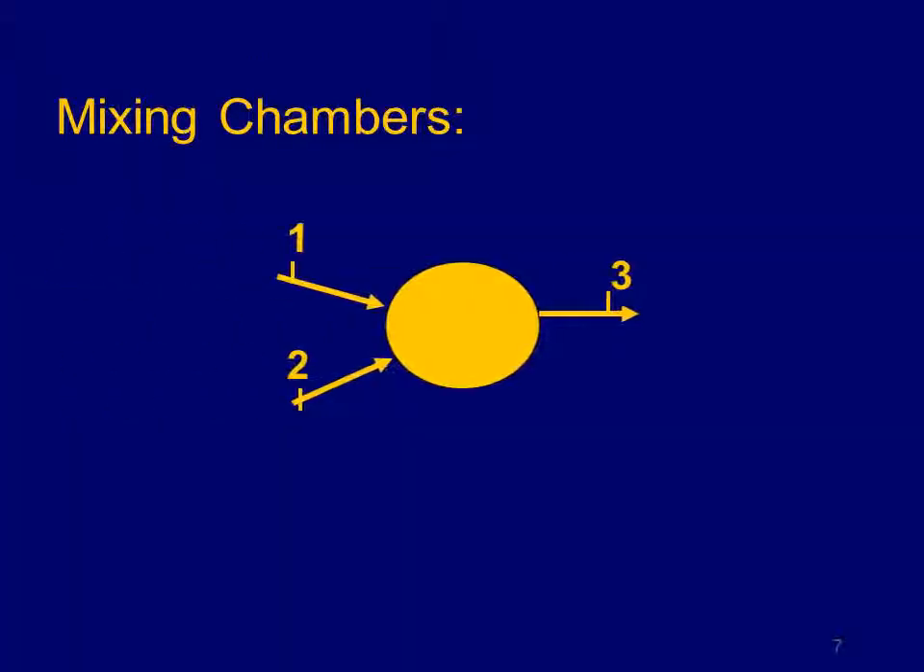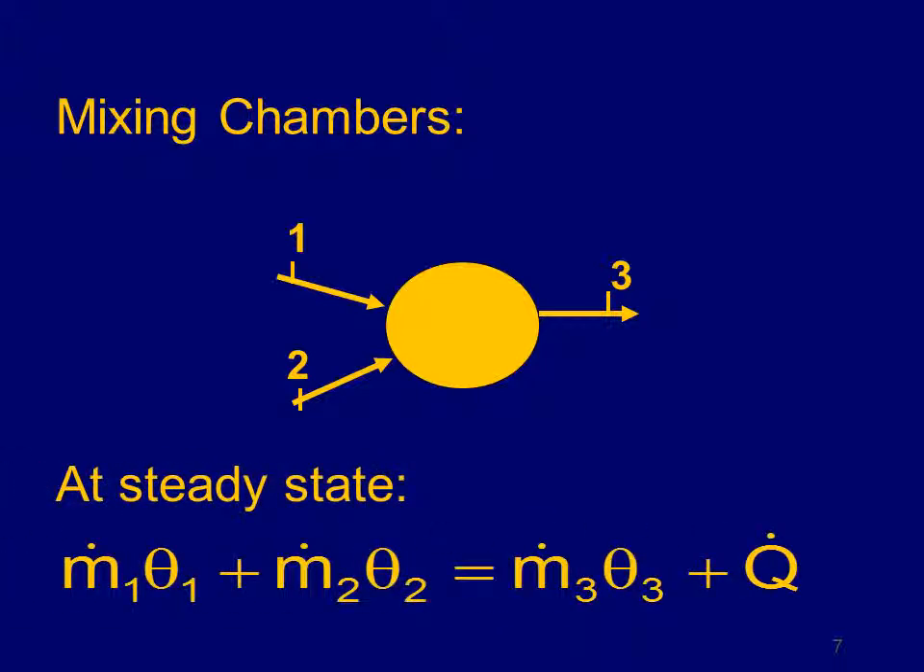Now let's look at mixing chambers. A mixing chamber is a fairly simple system where we're adding one fluid, and we're going to treat this as a steady state system. One fluid goes in at state 1. It's mixed together with another fluid at state 2. And then the enthalpy at state 3 will be some weighted average of the enthalpies of state 1 and state 2. At steady state, the mass flow of 1 times its energy plus the mass flow of 2 times its energy equals mass flow of 3 times its energy plus Q.